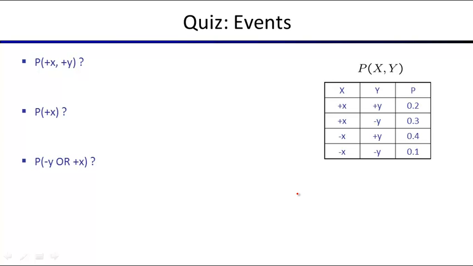All right, let's see what you got. How about the first one? Probability of plus x comma plus y. How much? 0.2 I hear. Plus x plus y, 0.2. How about probability of plus x? 0.5 I hear, which is 0.2 plus 0.3, correct? How about minus y or plus x? I hear 0.6, which is minus y here, here, plus x here and here. So together 0.6. All right, great.